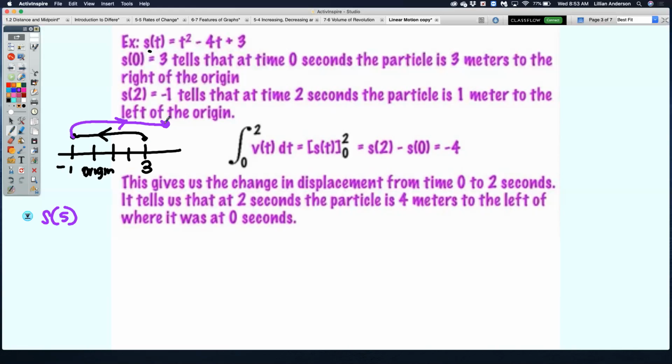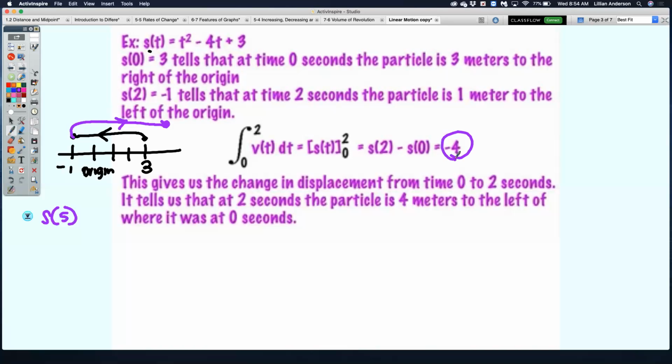Now, if we were to take the antiderivative from 0 to 2 seconds of our velocity function and we evaluated it, then we would find -4. Okay, so we take the antiderivative, we plug that in, and we'll get -4. What this gives us, again, is our change in displacement between 0 seconds and 2 seconds. So it tells us that after 2 seconds, the particle is 4 meters to the left of where it originally started.